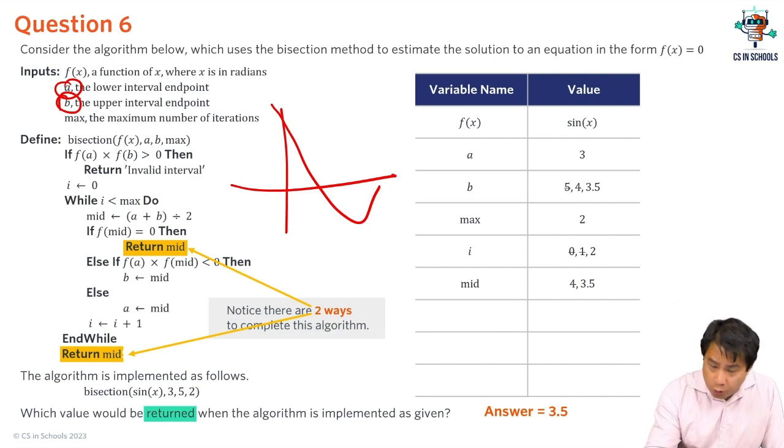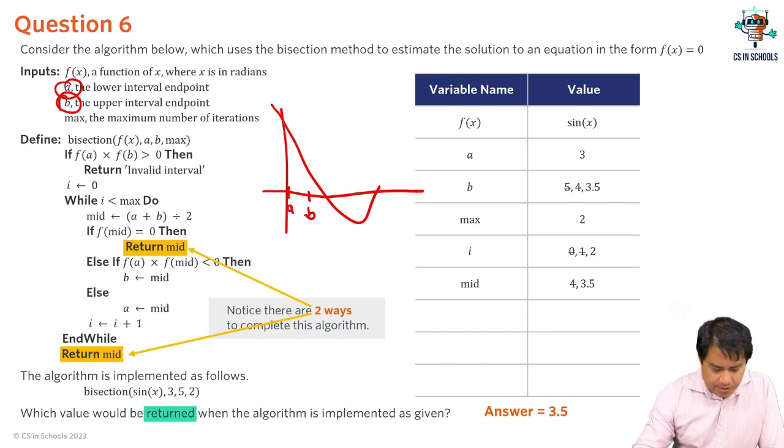Okay, so normally, in order for this algorithm to work, we need to have A and B on both sides of the crossing so that we can arrive at the answer there. But in the case where we supplied an A and B, say for instance we put A over here and B over here, that would not result in an answer because there's no value in between A and B where the function f of x crosses the x-axis. So in that case, we would get this invalid interval.